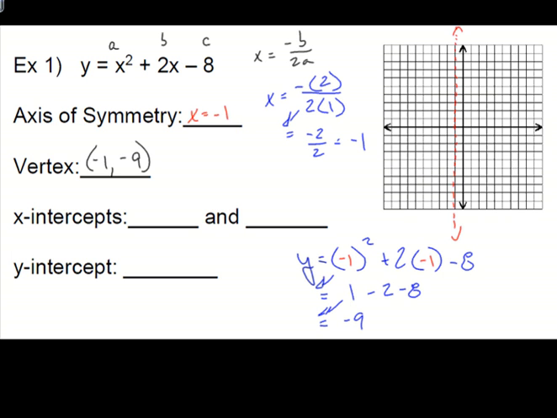So I go down here to negative 1. I go down 1, 2, 3, 4, 5, 6, 7, 8, 9, and put a point. My y-intercept is the next point that's the easiest to get, because it is always 0, comma c. Well, c in this case is negative 8, so my y-intercept is at 0, comma negative 8. So my y-intercept is right here.